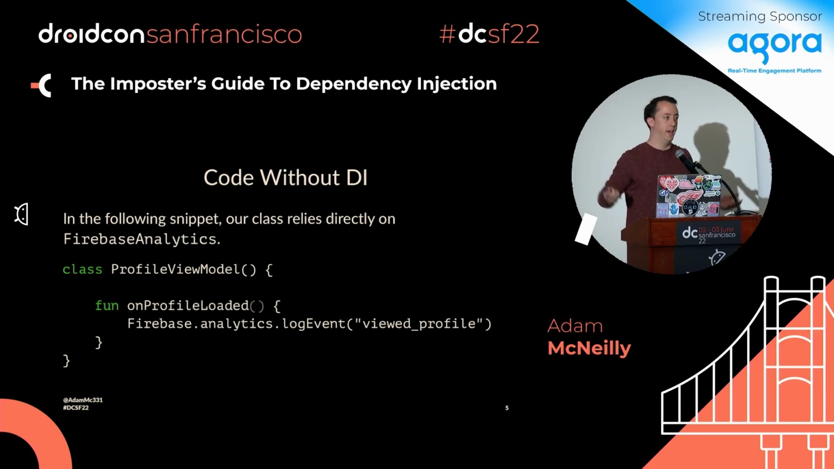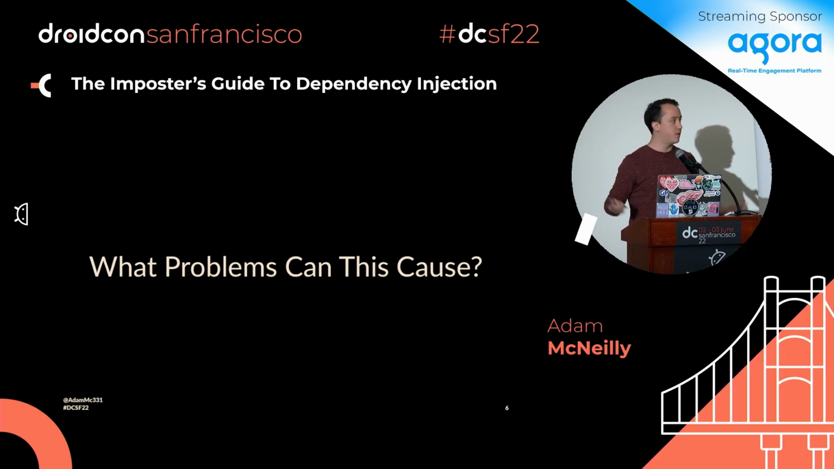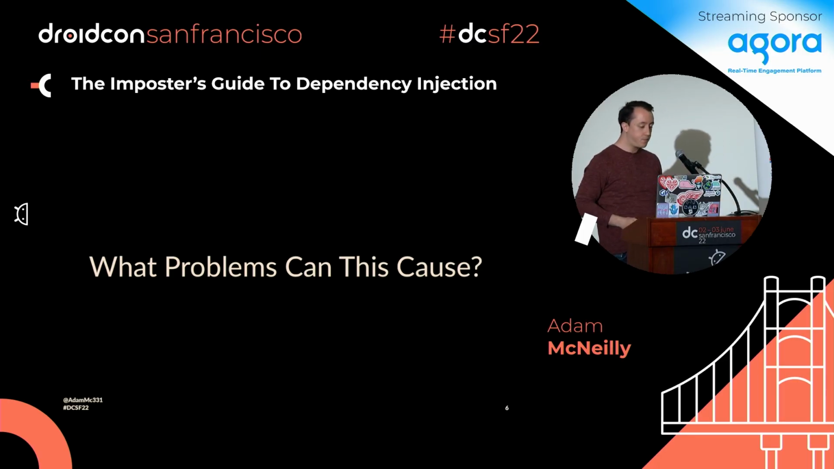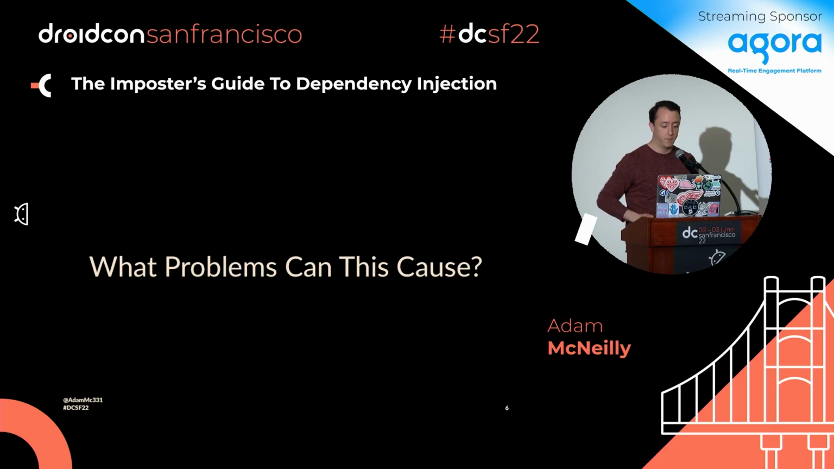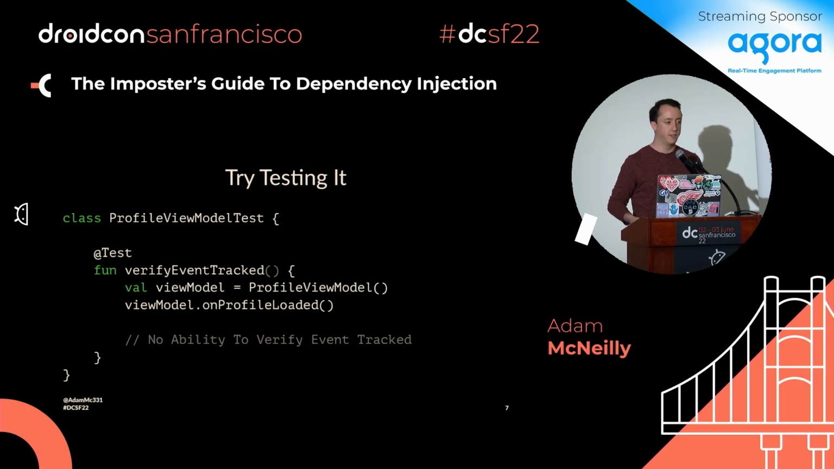And this might look fine. A lot of us when we're learning to program initially, or even if we look at the Firebase documentation, it tells us to write code like this. But you can probably hint, based on what I'm talking about, this is not great. And what are the problems that this can cause? Well, the first one that I like to point out is, what happens if we try to test this code? We could create a ProfileViewModelTest class, and then have a test function called verifyEventTracked, where we create the view model, and then we call viewModel.onProfileLoaded, and then we're stuck.